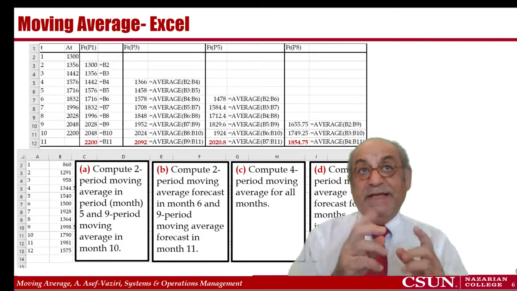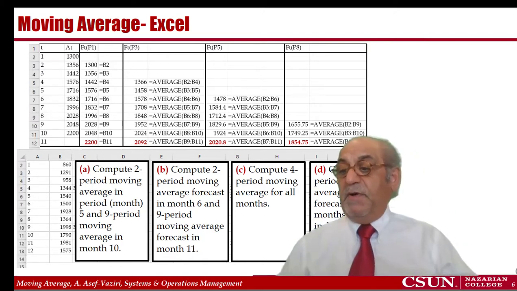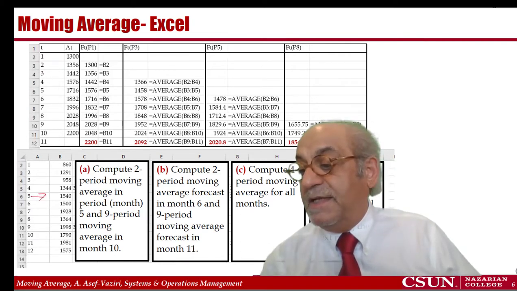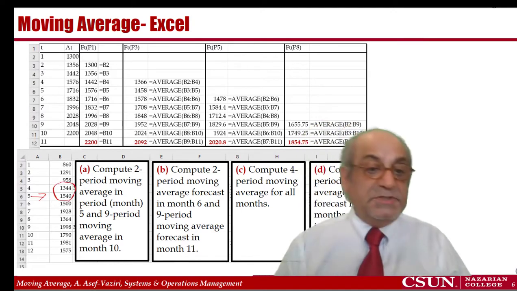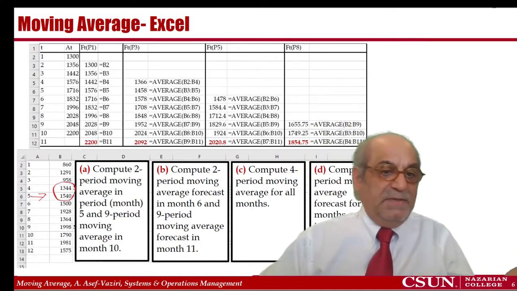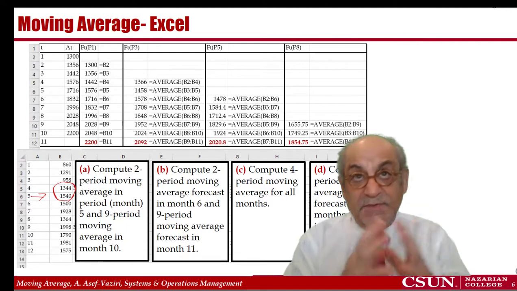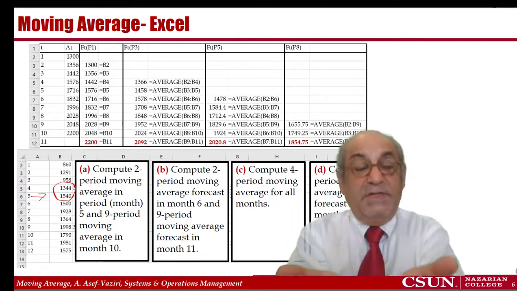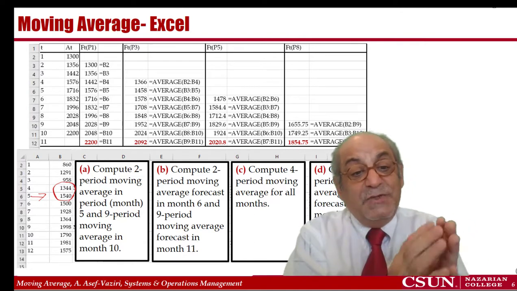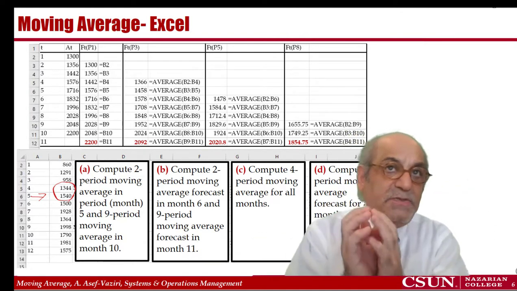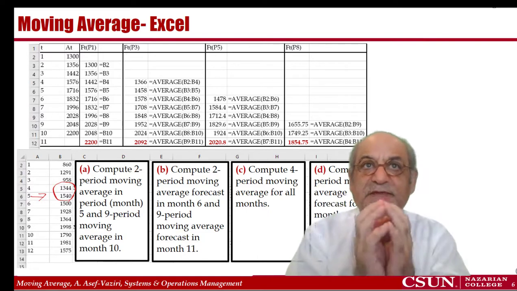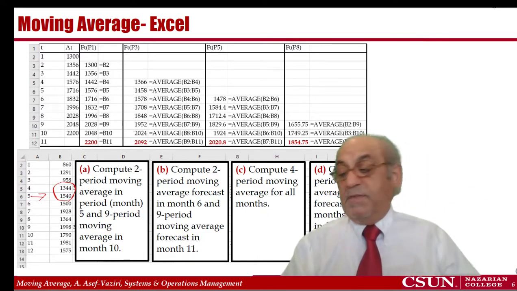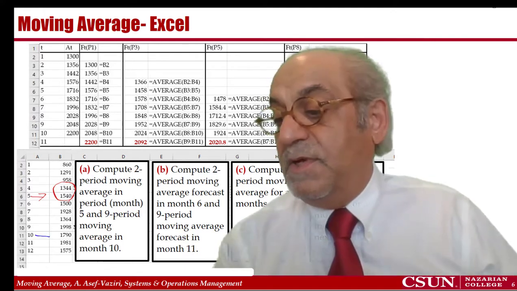For the 2-period moving average in month 5, I will go to month 5. This is month 5, and I take the last 2 numbers and average them. Obviously, I just add them and divide by 2. That would be my 2-period moving average in month 5, and I put it in month 5 because he has not said to do forecasting. The problem has only asked to compute the 2-period moving average in month 5 and the 9-period moving average in month 10.